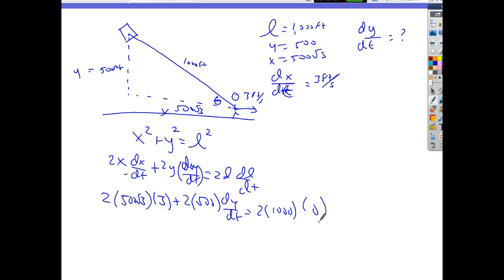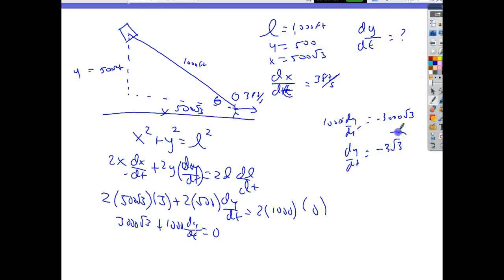So this becomes 3,000 root 3 plus 1,000 dy/dt equals 0. I get 1,000 dy/dt equals negative 3,000 root 3. Divide by 1,000, I get dy/dt equals negative 3 root 3. What's my units? Feet per second. So the kite at that moment would start falling at negative 3 root 3 feet per second.